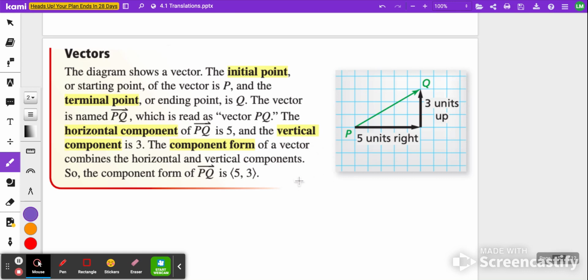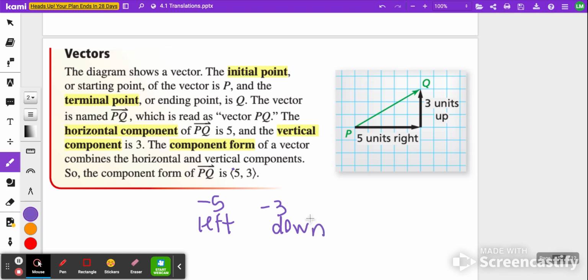So the component form of a vector combines these horizontal and vertical components. The component form of the vector looks like these two arrows, 5, 3. 5 means right, 3 means up. If you had a -5, that would just mean go to the left. And if you had a -3, that just means going down.